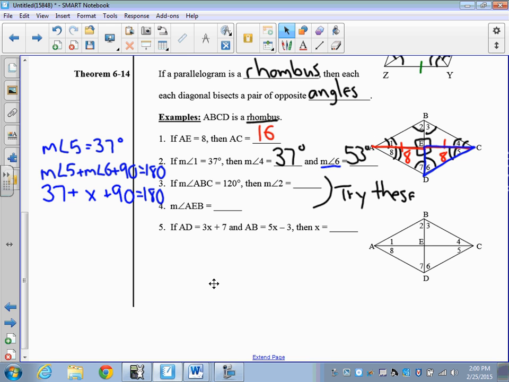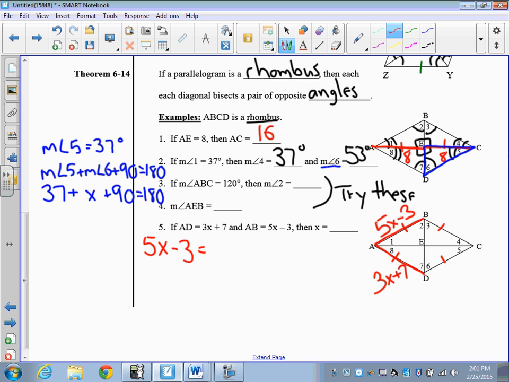So it says if AD, here's AD here, is 3x plus 7, and AB, which is right here, is 5x minus 3, what's x? Well, these are sides to the rhombus. We know that all the sides of the rhombus are equal. So that means that 5x minus 3 equals 3x plus 7. And then we just do a little bit of algebra.